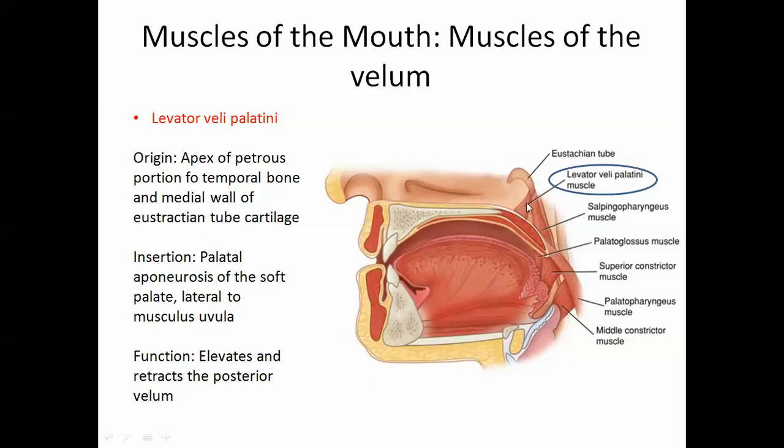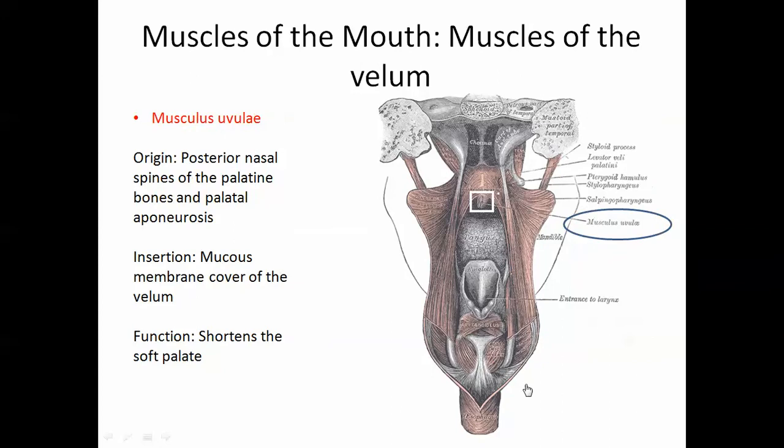Okay. So let's begin with the levator veli palatini. This is a mid-sagittal view. Anterior is over here, posterior here. Here's levator veli palatini. Okay. So when this muscle shortens, it's going to elevate and retract the posterior velum. So here's your velum. Okay. So just think of when this shortens, what it's going to do. Okay. Then we have the musculus uvulae.